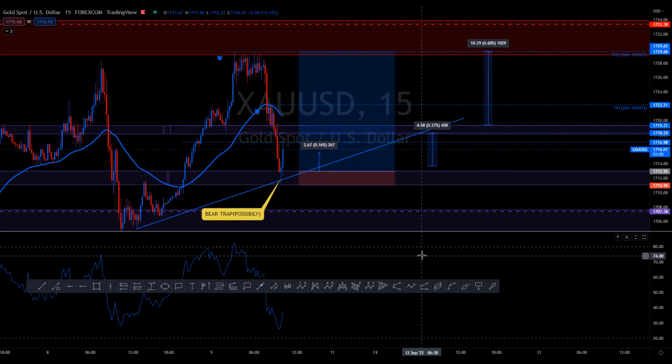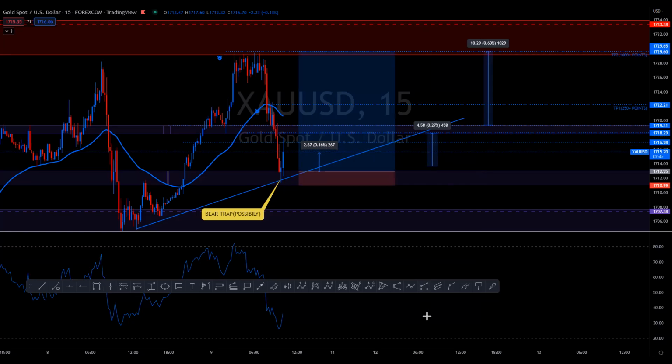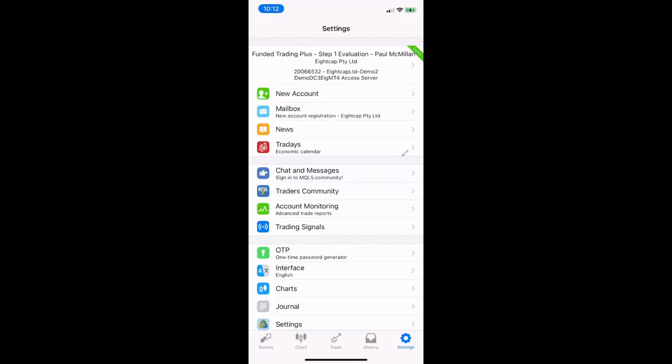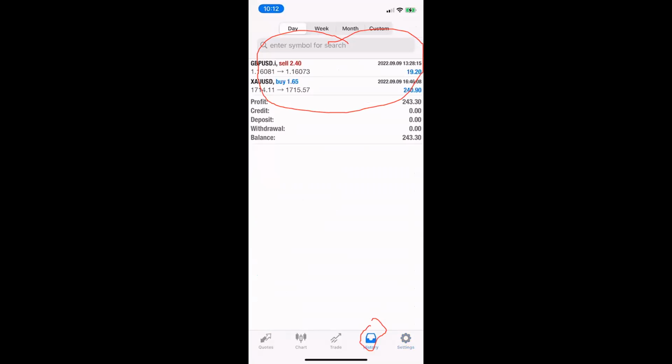All right, so I ended up catching a little over 250 points of gold on this trade. So I'm going to show you the results that I got. Give me a second here. All right, so as you can see, this is my Prop Firm Challenge account. I'm going to go to history. $243 made on gold this morning. That was $240, so really 240. But of course, I did a trade on GJ earlier, May 19th, so that's why.